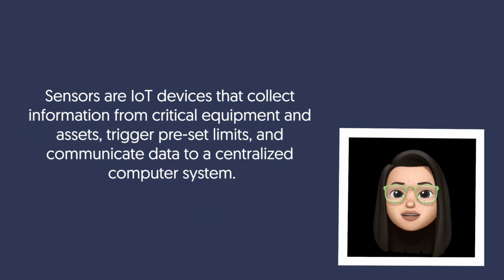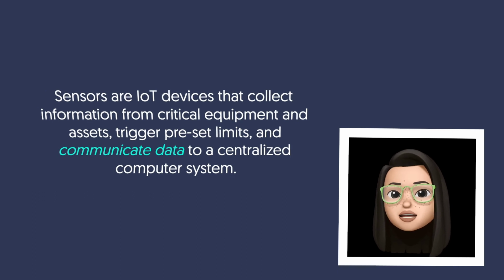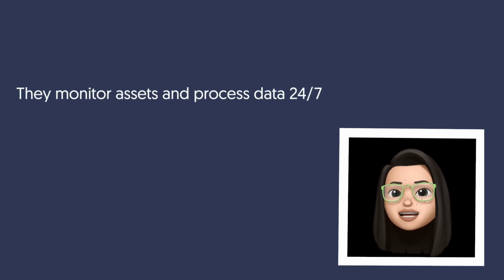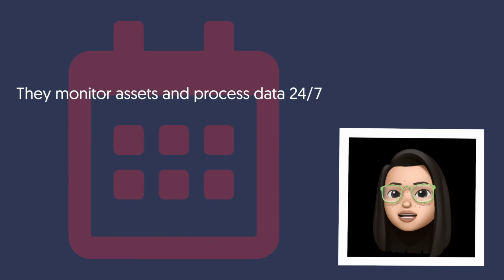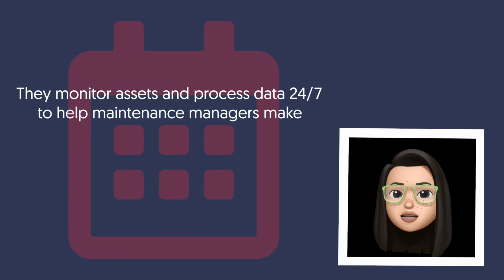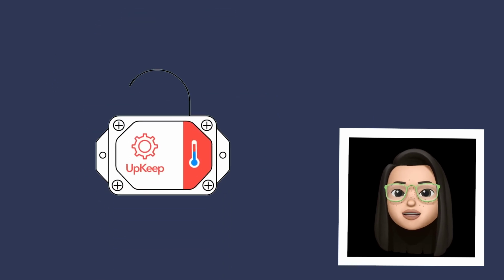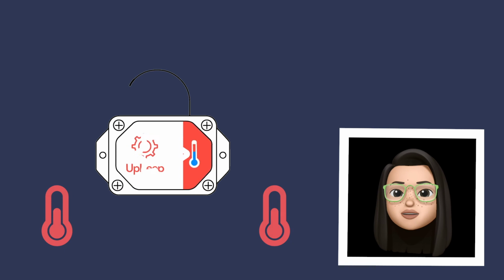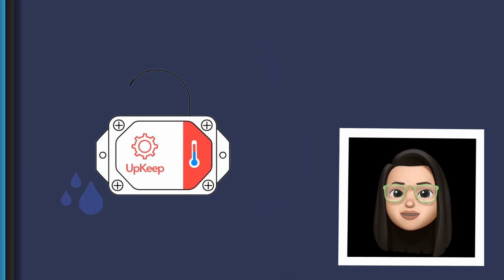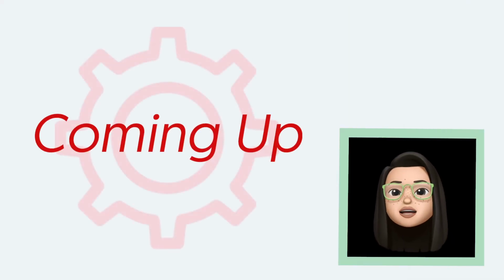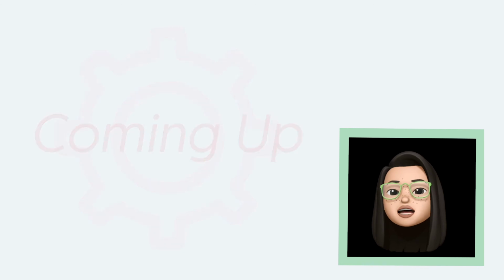Sensors are IoT devices that collect information from critical equipment and assets, trigger preset limits, and communicate data to a centralized computer system. They monitor assets and process data 24/7 to help maintenance managers make better, smarter, and faster decisions. There are dozens of different types of sensors available, but some of the most common are temperature, vibration, and humidity sensors.